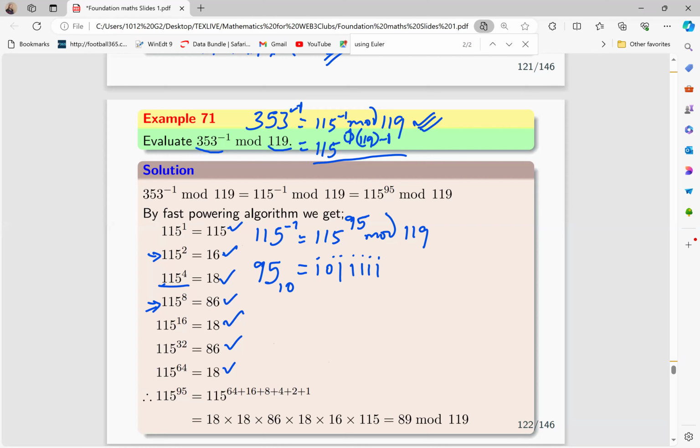Good. Go back to what is telling us to combine. Combine all of them except the second last. So this is the only one we will not be considering. The rest are considered according to this binary number. So that means 15 raised to 95 is the same as 15 raised to 64 plus 16 plus 8 plus 4 plus 2, then plus 1.